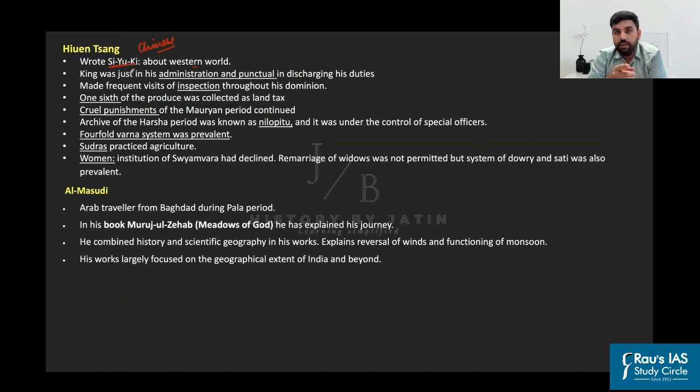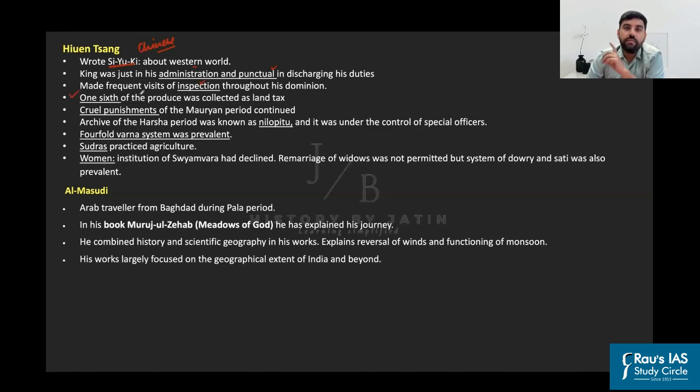He explains everything about Harshvardhan, because Harshvardhan gave a lot of money to this person. Okay, I'm giving you money, write for me. So the king was just in his administration and punctual. He praised him a lot, right? Whenever another person writes your biography, obviously he's going to explain good things, right? Sanju Baba type. Kings made frequent visits. That's why I told you, this book is more political in nature.